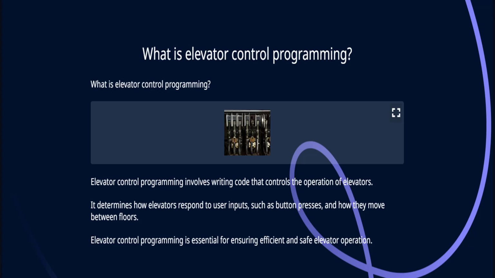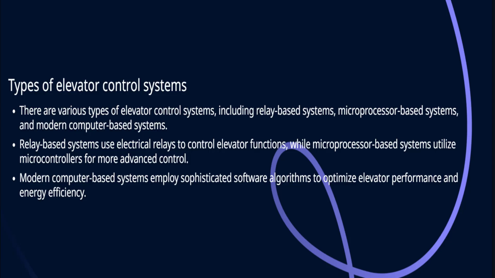This type of programming is essential for ensuring that elevators operate efficiently and safely, coordinating movements to reduce waiting times and ensuring smooth operations. Types of elevator control systems. Elevator control systems have evolved over time, and different types are used based on the needs of the building. Relay-based systems. These older systems use electrical relays to manage elevator functions. Each action, like a floor request, triggers a physical relay, making the system more mechanical and less flexible.